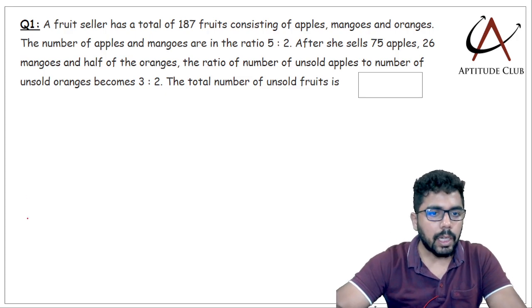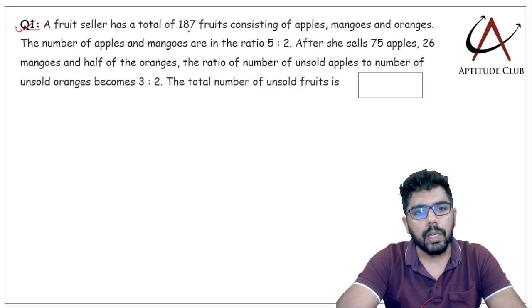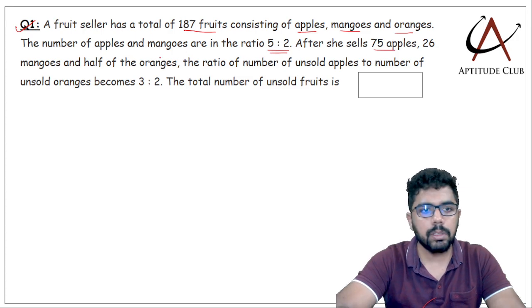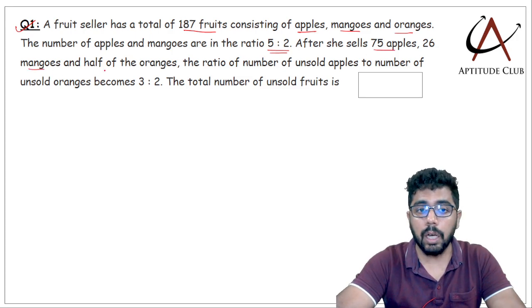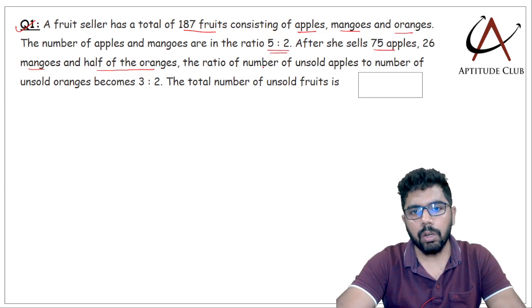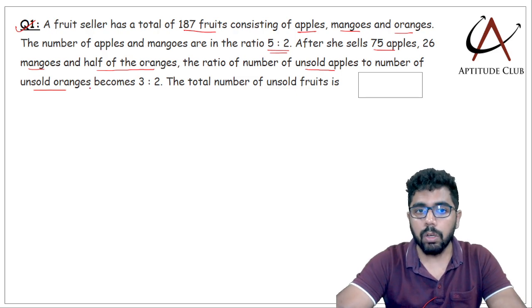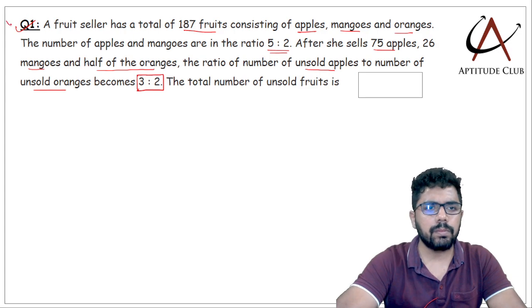All right, starting with the first question. A fruit seller has a total of 187 fruits consisting of apples, mangoes and oranges. The number of apples and mangoes are in the ratio 5 is to 2, and after she sells 75 apples, 26 mangoes and half of the oranges, the ratio of the number of unsold apples to the number of unsold oranges becomes 3 is to 2. Typical ratio question.